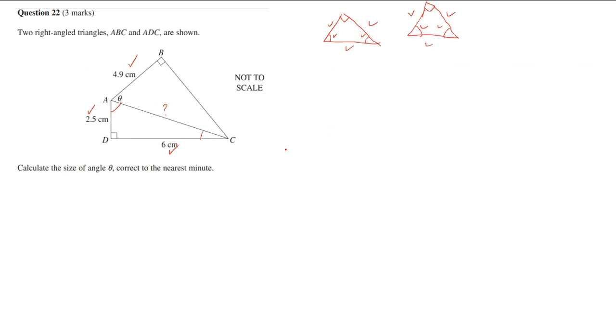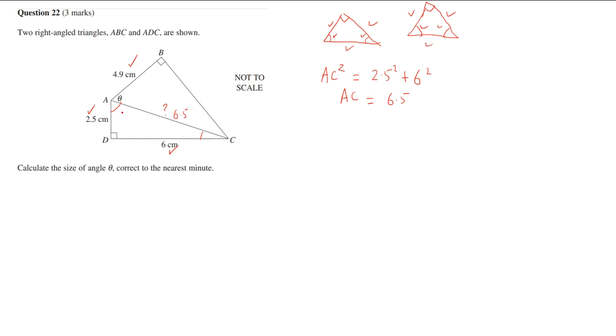So how do you work out AC? We will use Pythagoras theorem, which is simply: the hypotenuse is the side facing the 90-degree angle. AC squared is equal to 2.5 squared plus 6 squared. If you solve this, you will get the value of AC, which will be 6.5. Now we know AC is 6.5.